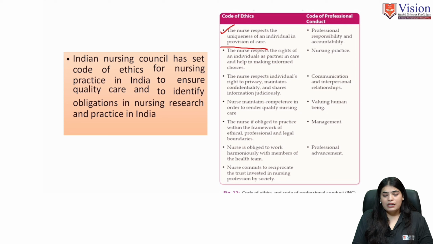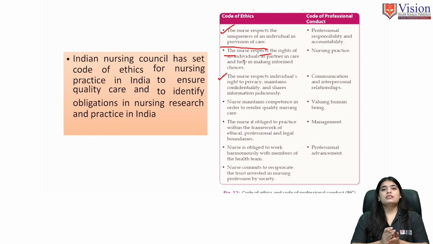The next code is: the nurse respects the right of individuals as a partner in care and helps in making informed choices. It is also very important that nurses make sure the individual is not just a patient, but a partner in care. We have to respect their decision, we have to involve them in decision making, and that's how we make informed choices for the patient. Next one is: nurses respect individuals' right to privacy, maintain confidentiality, and share information judiciously.